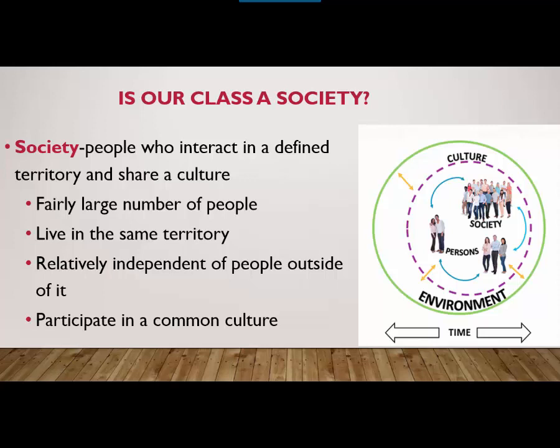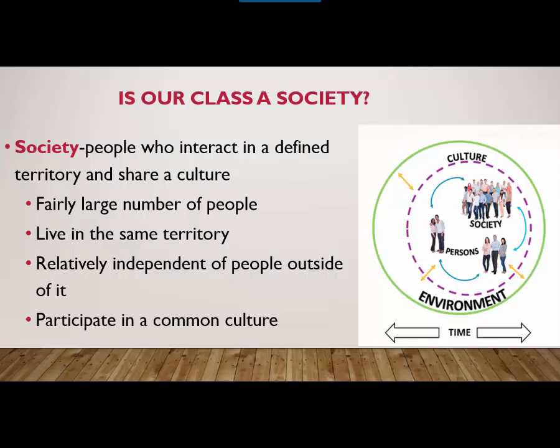The idea is that it's like those Russian nesting dolls. They're all nesting inside of one another. And then the time arrows are just meant to indicate that all of this can change over time. So culture and societies are fluid. They're not fixed. They don't remain the same.